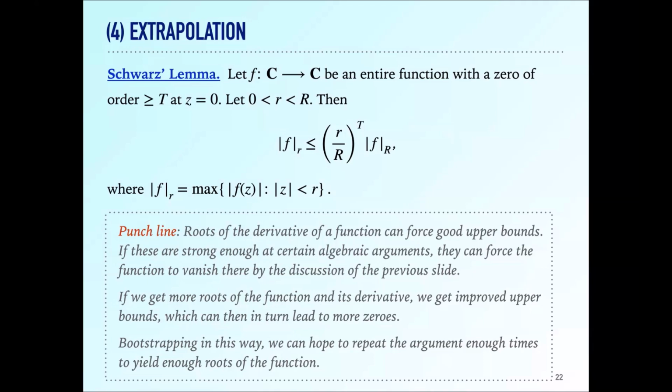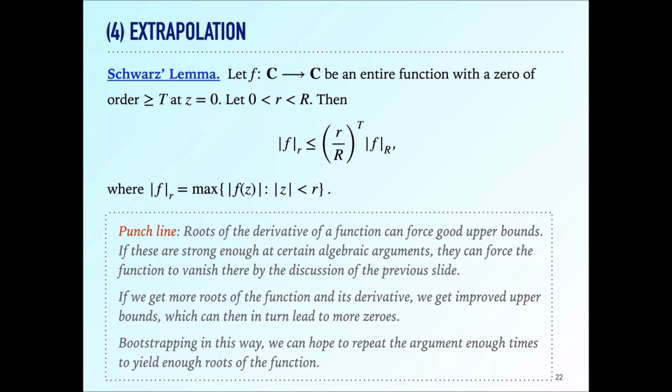Schwarz's lemma says, and this is something from complex analysis, that if you have an entire function with a zero of order t, say at 0, then you get a very nice bound on the size or the growth of that function. The maximum absolute value of f can achieve on the disk of radius little r around the origin is little r over capital R to the power of t, times the maximum value it achieves on the disk of radius capital R.